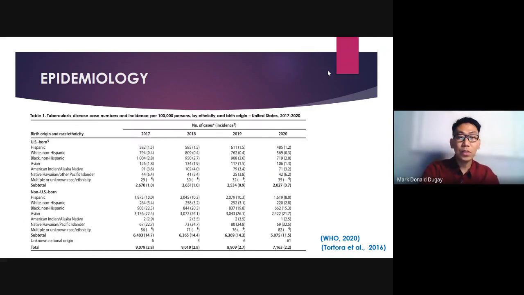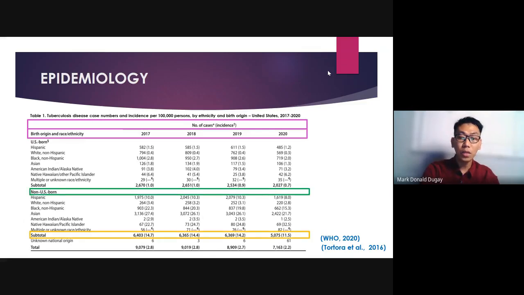This table shows the TB disease case numbers and incidence per 100,000 persons by birth origin and race or ethnicity in the United States from 2017 to 2020. By birth origin, the TB disease case numbers and incidence per 100,000 persons for non-US born are greater than US born from 2017 to 2020. While race or ethnicities, case numbers, and incidence vary for the birth origin.